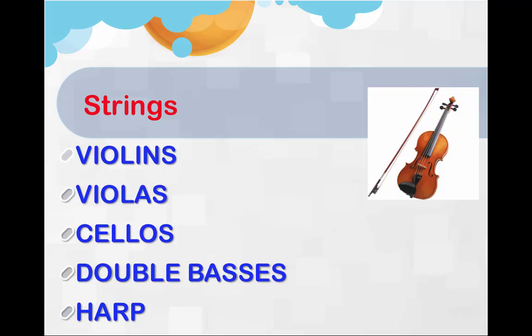Violas produce slightly lower notes, and they're slightly larger. Cellos produce even lower notes, and they're even larger. Those are played upside down. Double basses are the largest instruments in the string section. They produce very low notes, and they're so big that the bass player usually has to stand up to play or sit on a very tall stool. Also included in the string section is the harp. In a large symphony orchestra, you might find one or sometimes even two harp players.